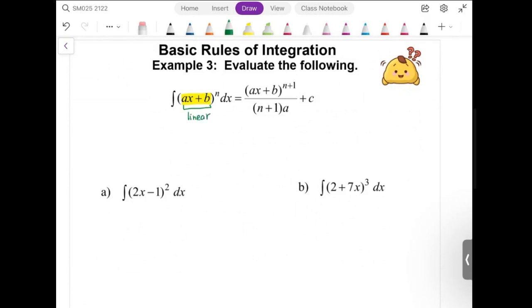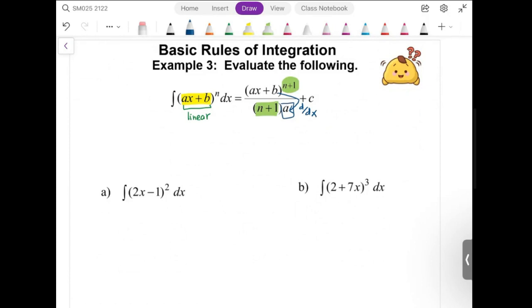So how do we integrate this? So basically you just have to copy back the function ax plus b to the power of n plus 1. Maksudnya kuasa tu kita tambah 1 seperti biasa divided by that power. But then we have an extra step here where you have to differentiate what's inside the bracket. Function linear tadi tu kita kena differentiatekan plus c.